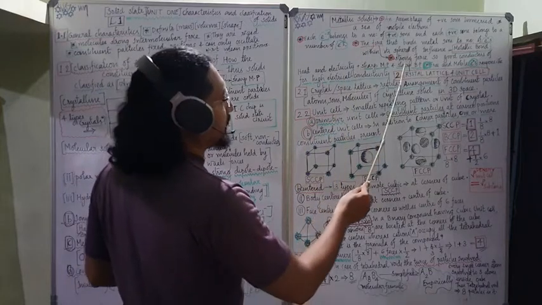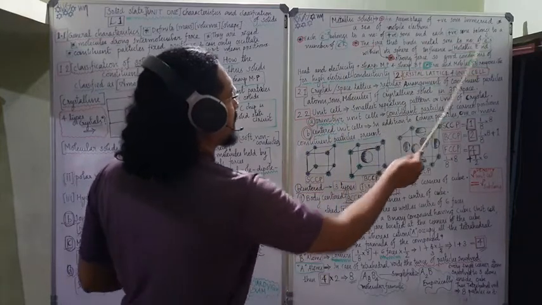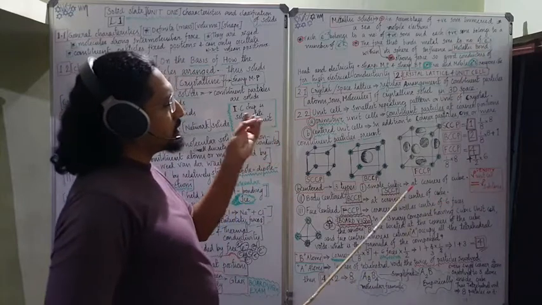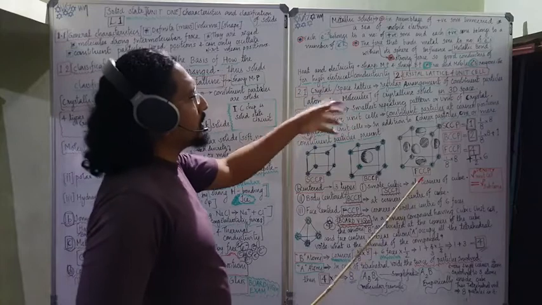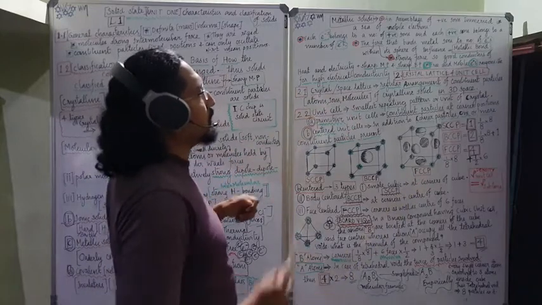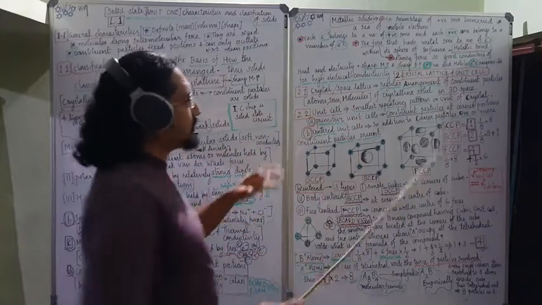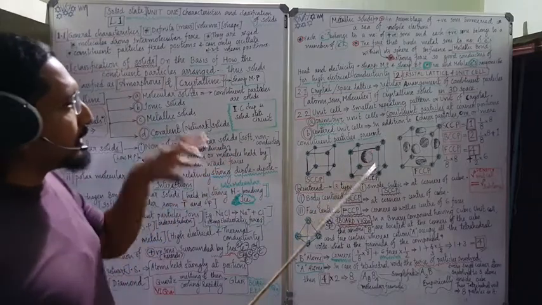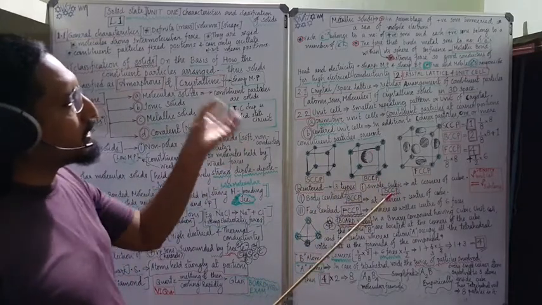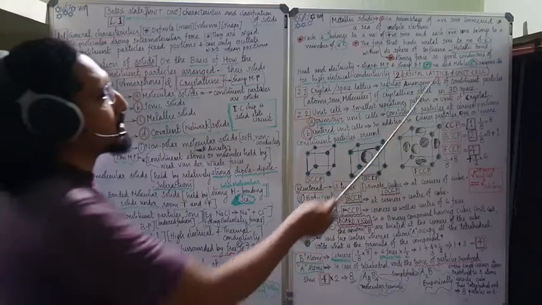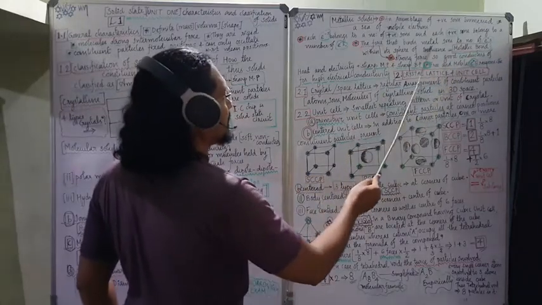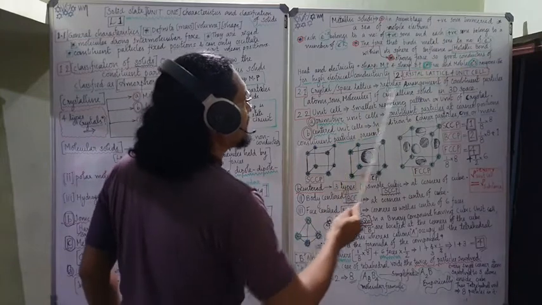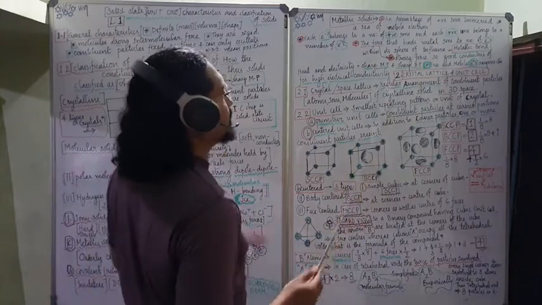And the force that binds the metal ions to a number of electrons within its sphere of influence. These metal ions have a sphere of influence, no? Within that, the force which binds the metal ions to the number of electrons is called the metallic bond. So the metallic bond is the force that binds the metal ions to a number of electrons within its sphere of influence. That's the thing to be remembered.